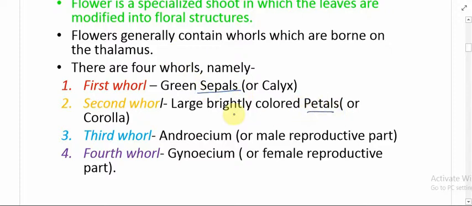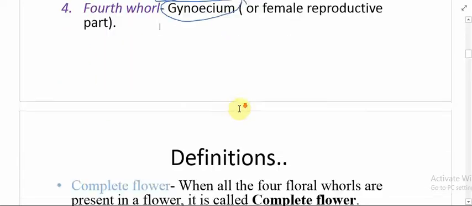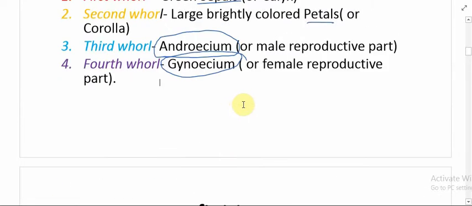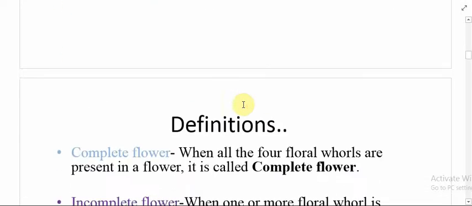Okay. Third whorl is the androecium or the male reproductive part. In a flower, there can be male reproductive parts which produce spores. Okay, and then comes the fourth whorl. It is the gynoecium. Okay, or the female reproductive part, which generally contains the ovules. Okay, I have just added some pictures in the latter half of this slide. You will get to see that.